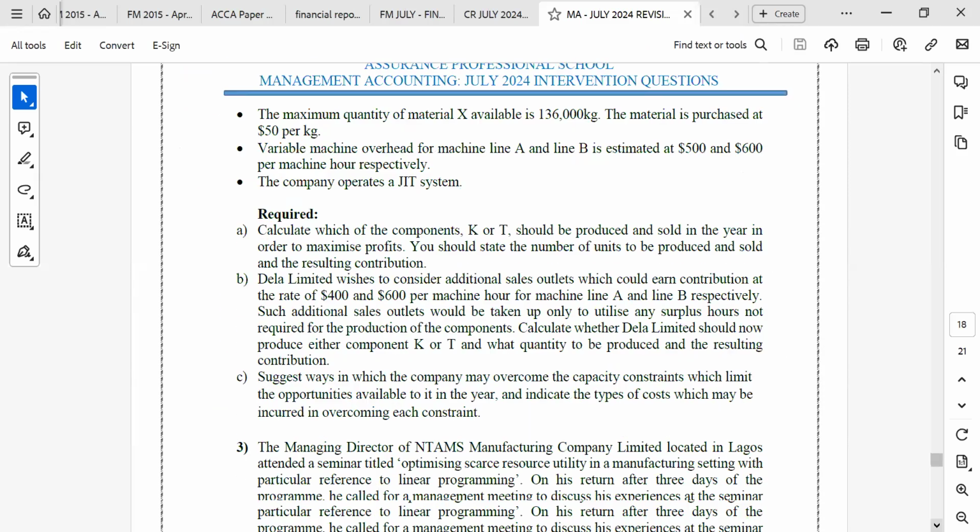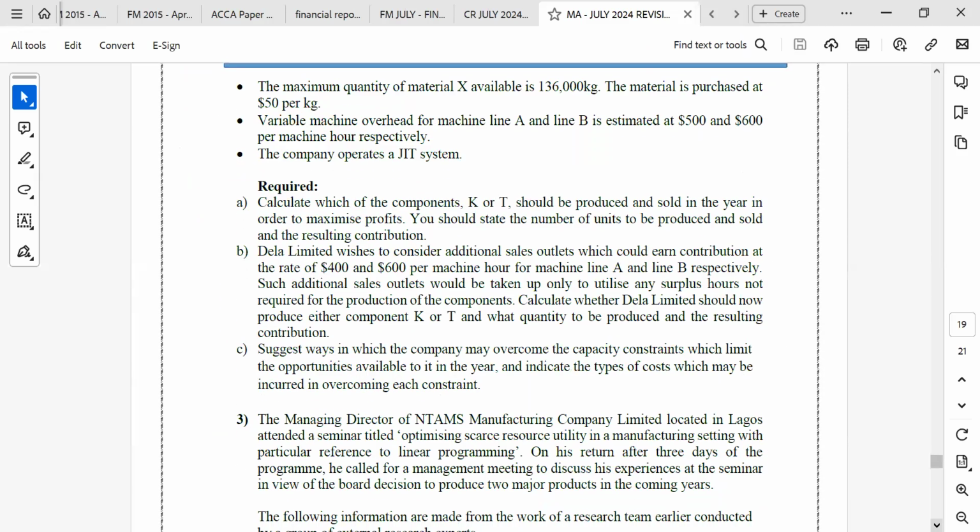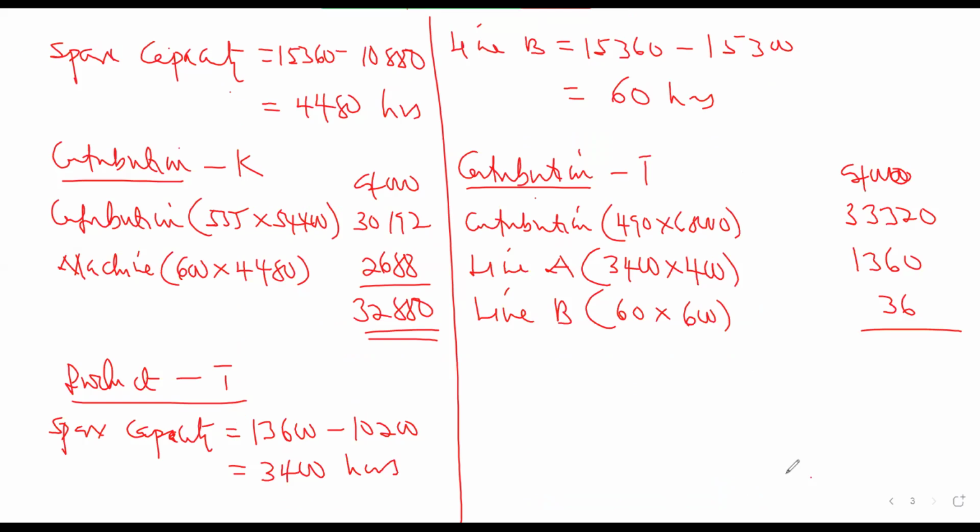That's 4,716. So 34,716. Which component should be produced? It should still produce T, isn't it?